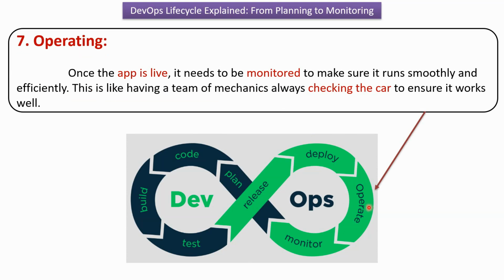The seventh step is operating. Once the app is live, it needs to be monitored to make sure it runs smoothly and efficiently. This is like having a team of mechanics always checking the car to ensure it works well.